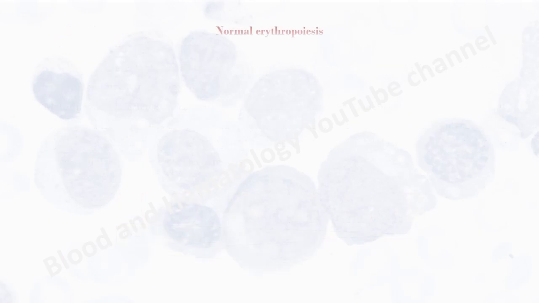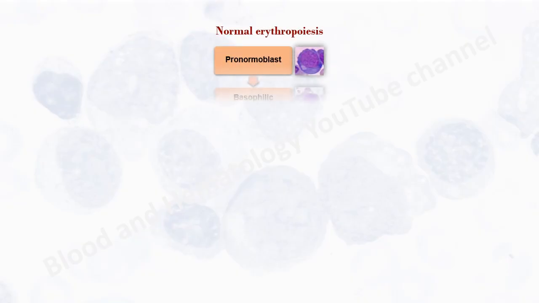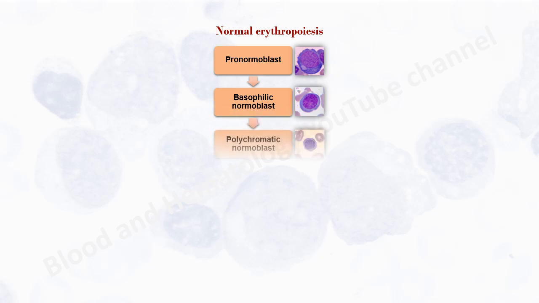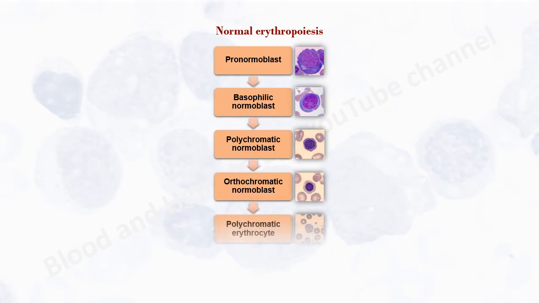Using Romanowsky stains, the earliest recognizable erythroid precursor in the bone marrow is known as the pronormoblast. This gives rise to the basophilic normoblast, the polychromatic normoblast, the orthochromatic normoblast, the polychromatic erythrocyte and the mature erythrocyte.